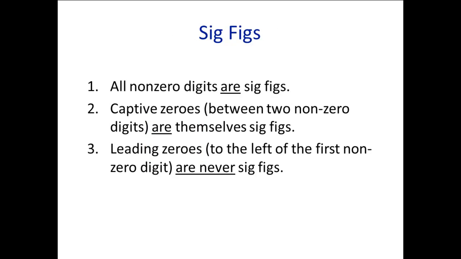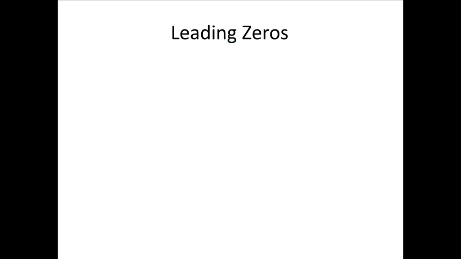3. Leading zeros, to the left of the first non-zero digit, are never sig figs. Leading zeros are zeros to the left of the first non-zero digit. When the first non-zero digit is to the left of the decimal point, as the 3 in the number 35.6 milliliters, we do not even write leading zeros, because they do not mean anything or give us any information.